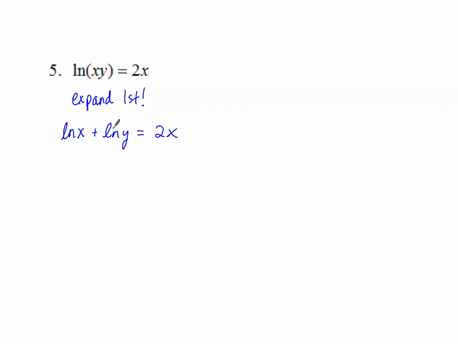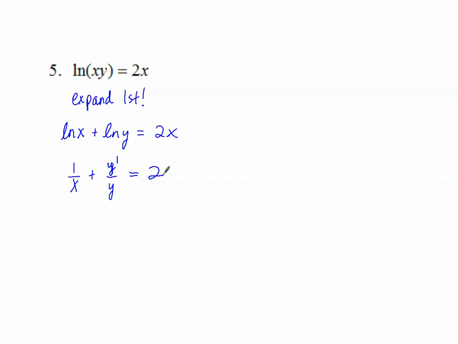Now I can't get the y by itself, so now I differentiate implicitly. What's the derivative of natural log of x? 1 over x. What's the derivative of natural log of y? 1 over y dy. I said y and I didn't write y. 1 over y dy dx, or y prime over y, equals the derivative on the other side, 2.